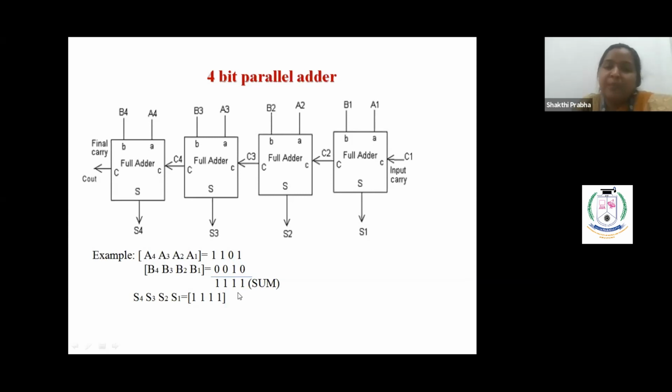Input C is not given here. So I'm considering input C as 0. So A1 is 1, B1 is 0, C is 0. Yes, sorry. 0 plus 1 plus 0. So 0 plus 1, I'll get the answer as 1. 1 plus 0, I'll get the answer as 1. So my sum will be 1. So that sum I have written over here.